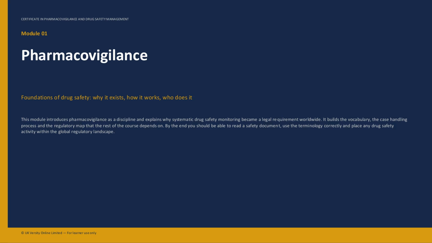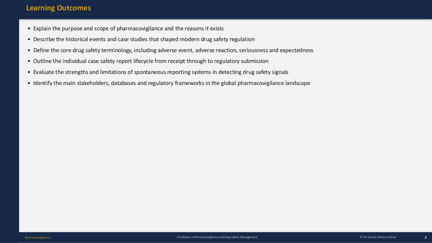In this module, Pharmacovigilance. This module introduces pharmacovigilance as a discipline and explains why systematic drug safety monitoring became a legal requirement worldwide. It builds the vocabulary, the case handling process, and the regulatory map that the rest of the course depends on.